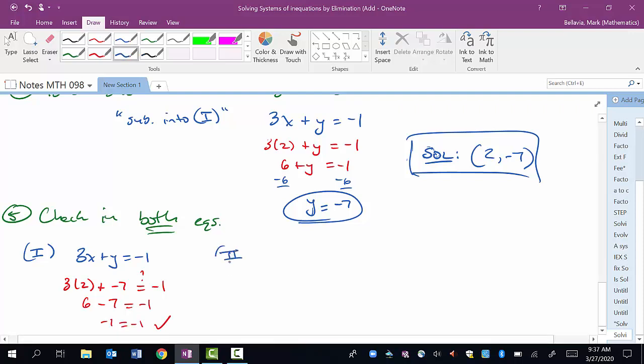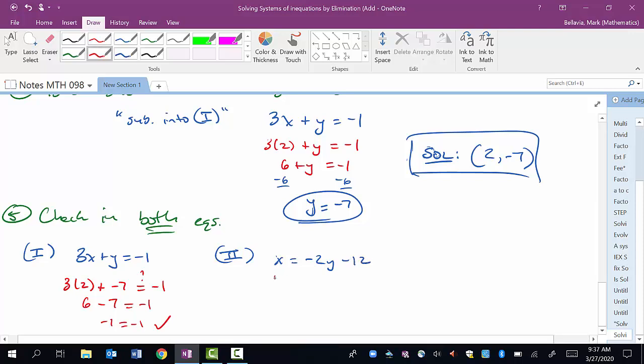You also have to check it in equation 2. For equation 2, you could use the original x plus 2y equals negative 12, or x equals negative 2y minus 12. Maybe I'll just check it in the x equals negative 2y minus 12, just to show you that it'll work.